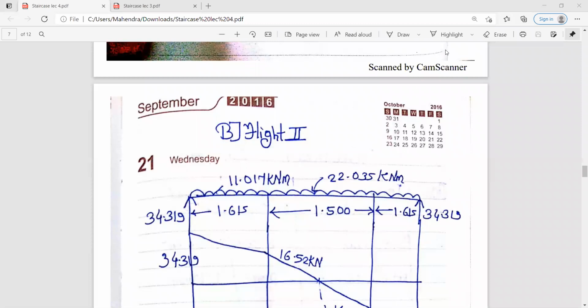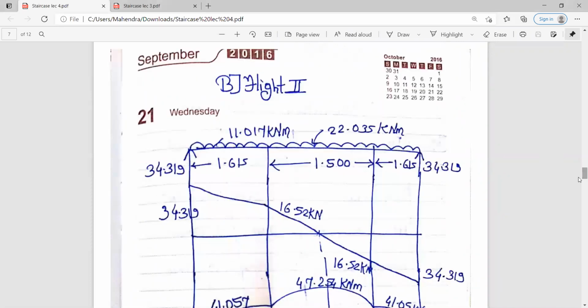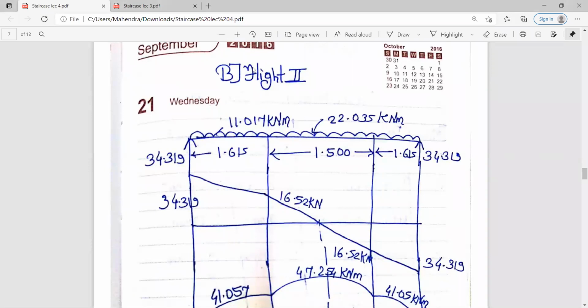Okay. Proceeding further. Everyone understood for flight 1 and 3? Yes, everyone understood for flight 1 and 3. Should we proceed for flight 2? फ्लाइट 1 और 3 में किसको कुछ डाउट?